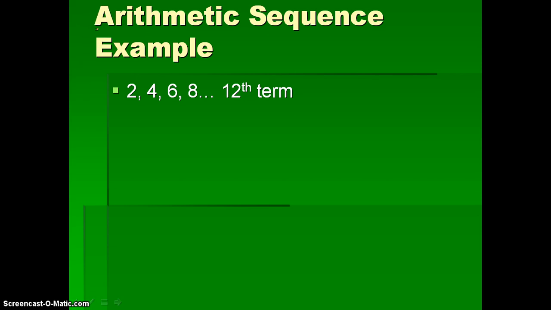Now if you had a little trouble, I'm going to do it myself to help you out. You set it up just how you would set up the regular formula. A sub n equals 2 plus 12 minus 1 times 2. So you have to do PEMDAS. 12 minus 1 is 11. You multiply that by 2, which is 22, plus 2 equals 24. So the 12th term of this sequence is 24.